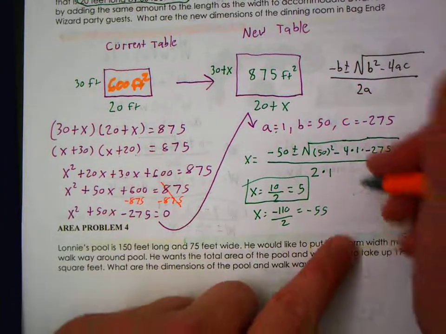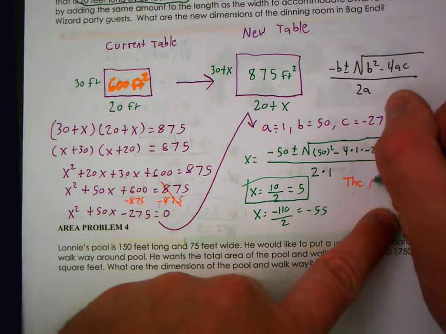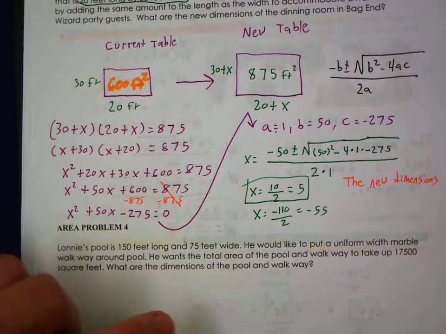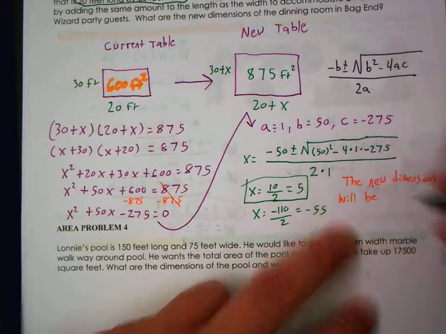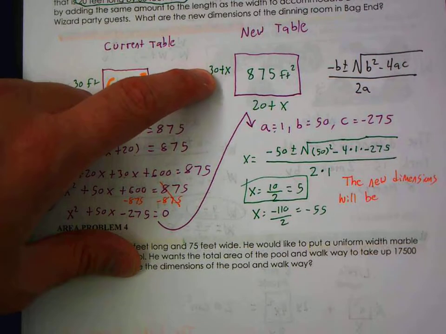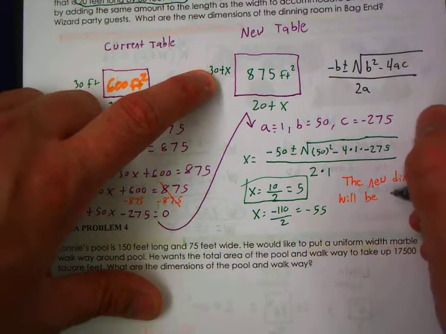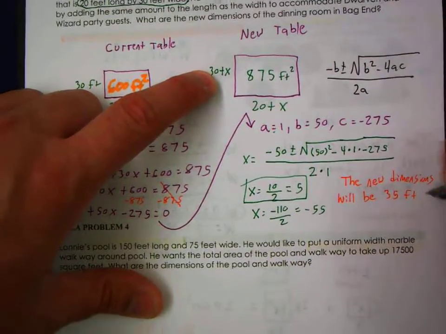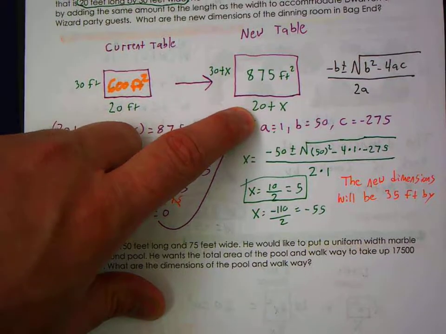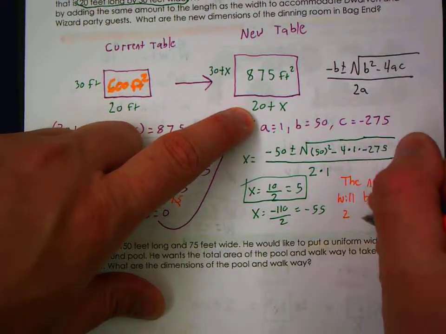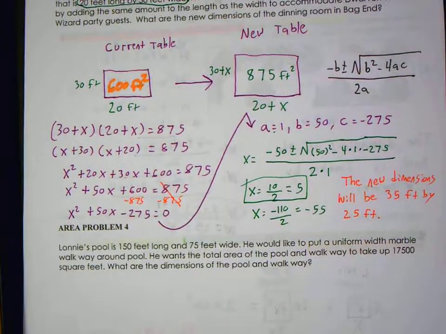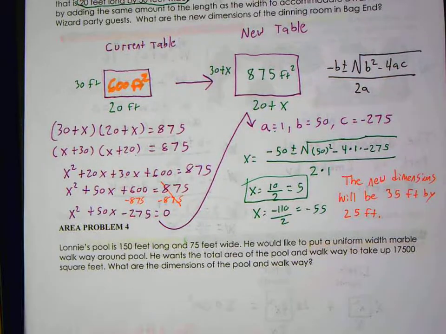So what are the new dimensions? The new dimensions will be, it was 30, but now we're going to add 5 to it. So it's going to be 35 feet by, it was 20, but we're going to add 5 feet to that, by 35 feet by 25 feet. And 35 times 25 is 875.